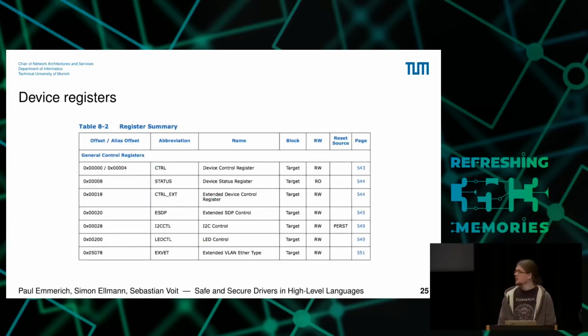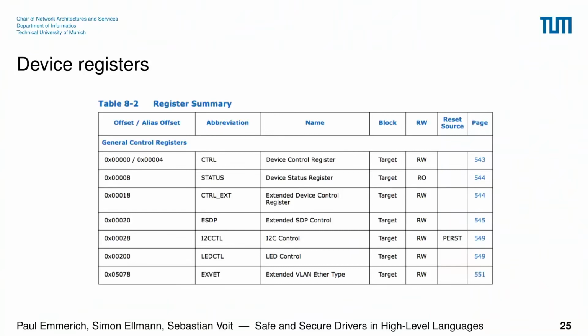Next thing, this is an extract of the datasheet. In the datasheet, it's basically like this. You have the register names, register offsets, and then you can just go through the whole document, and you find all the registers you need to read and set things for the driver.